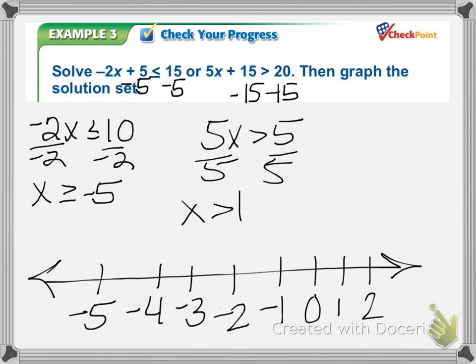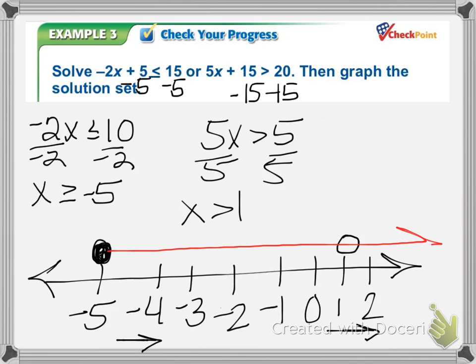Okay, and then so you have a closed dot at negative 5. And I need numbers that are greater than negative 5, so I know that I'm going to go this way. Okay, now I have an open dot at 1, and I need numbers that are greater than 1, so that's also going to go in that direction. So you start with your lower boundary, and you just draw the line through like that.